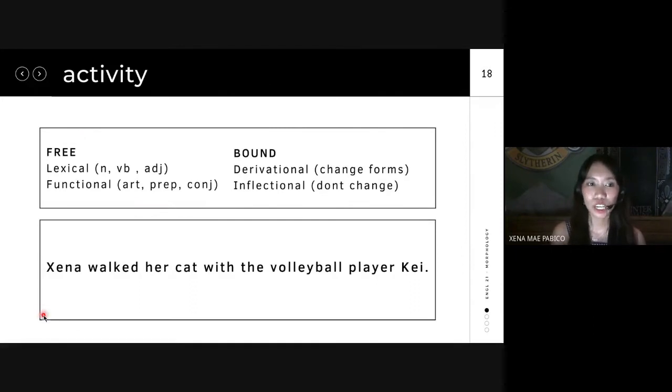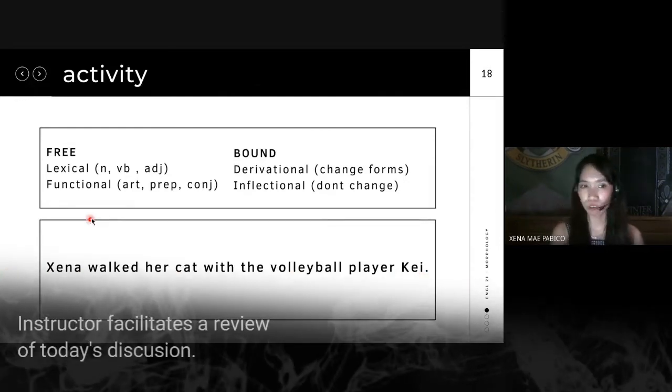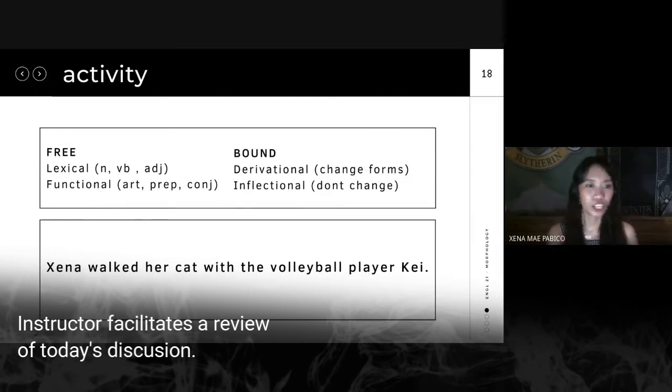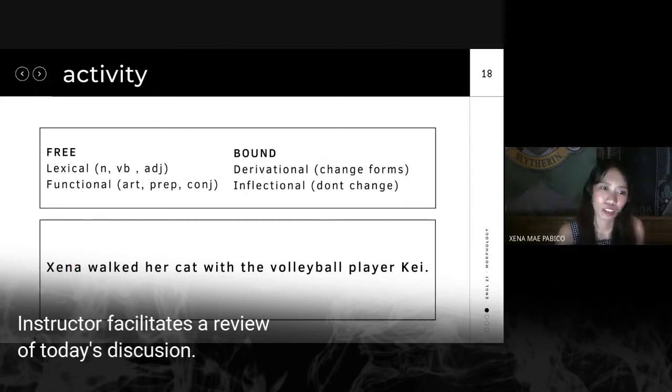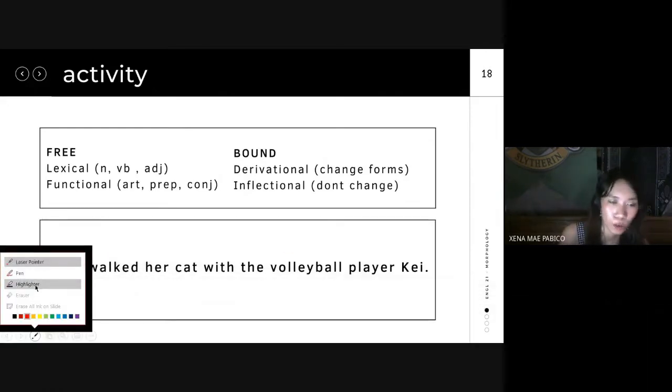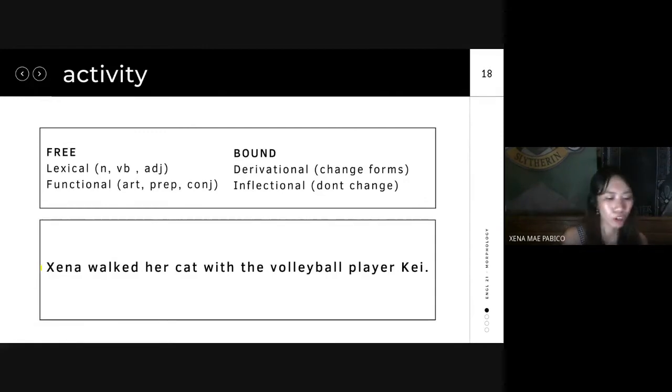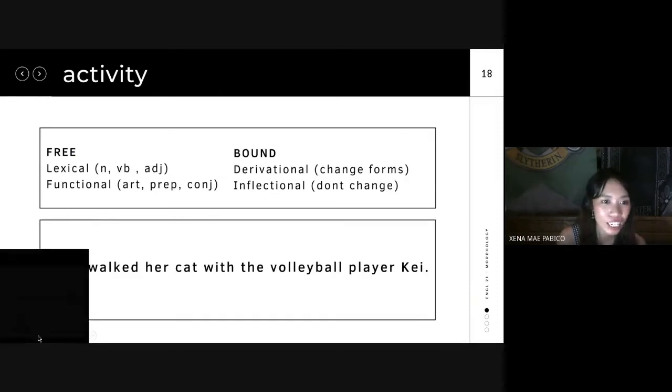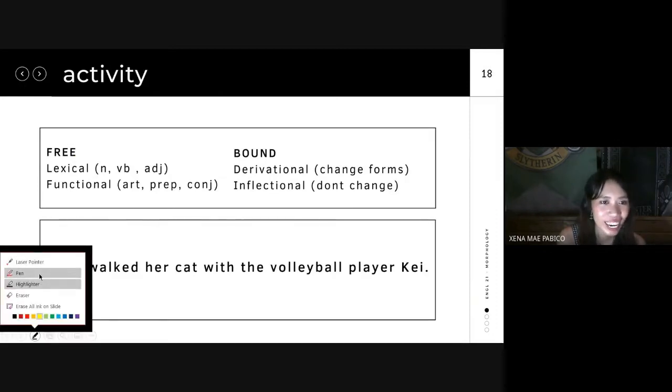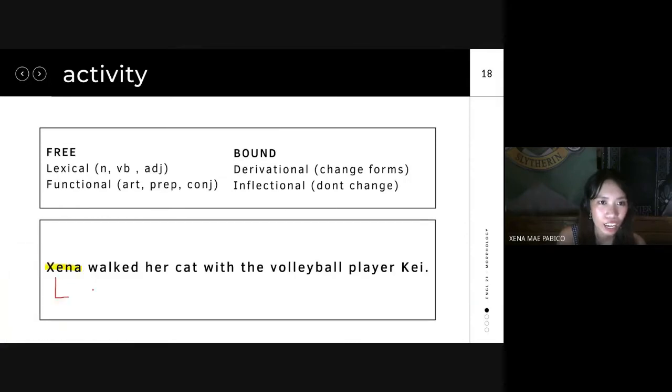So let's determine what morphemes are present in this sentence. Since we are only a small class, I will just call you, and you must unmute yourself and tell me what kind of morpheme is present. Okay, let's start with Raymond. Raymond, what is Sina? Lexical. Yes, correct. It's a noun. So Sina is a lexical morpheme.